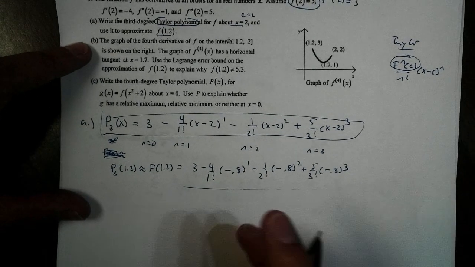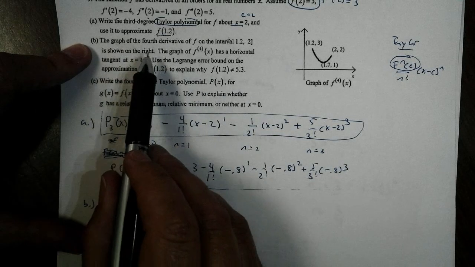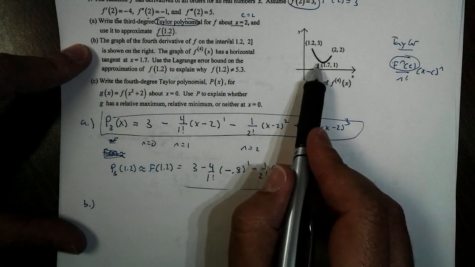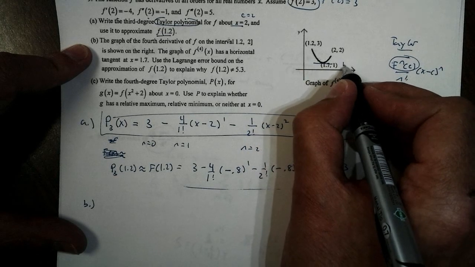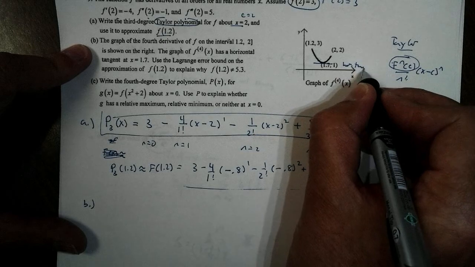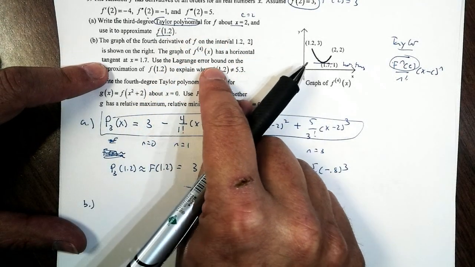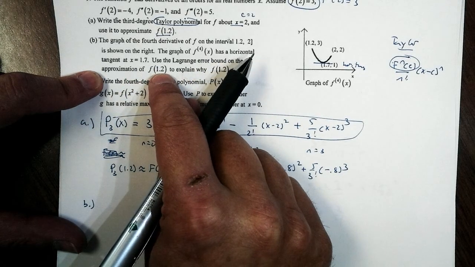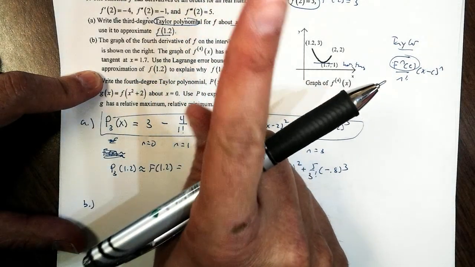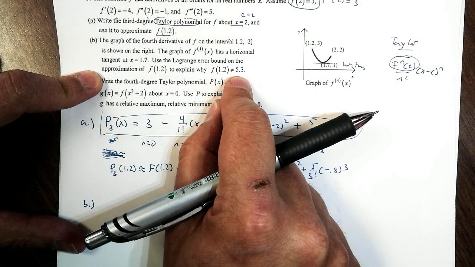All right, so for part B, it says the graph of the fourth derivative is shown here. And they tell us that we have a horizontal tangent down here, so there's my horizontal tangent right here. And they say use the Lagrange error bound to show why the approximation at 1.2 is, and then to use that to explain why the answer could not be 5.3.